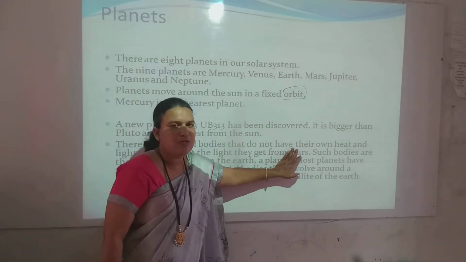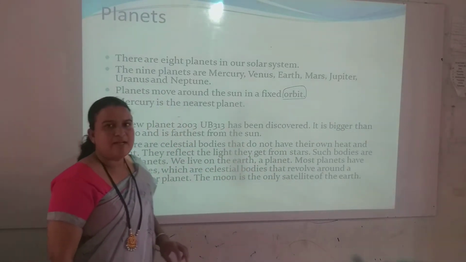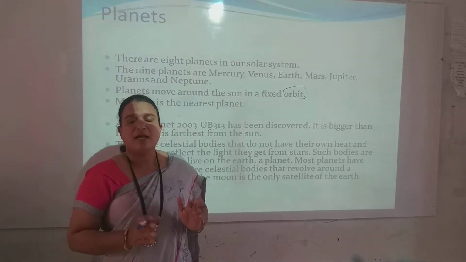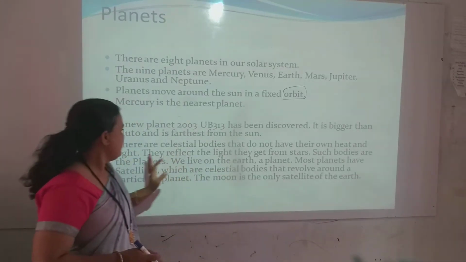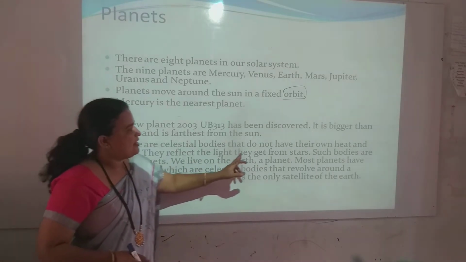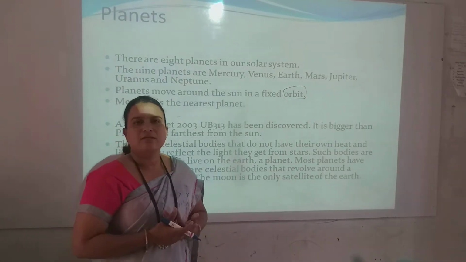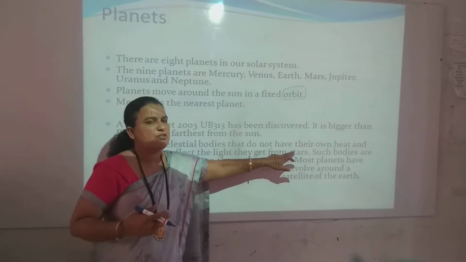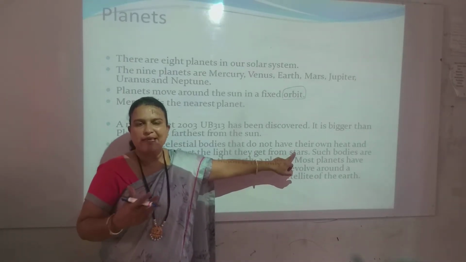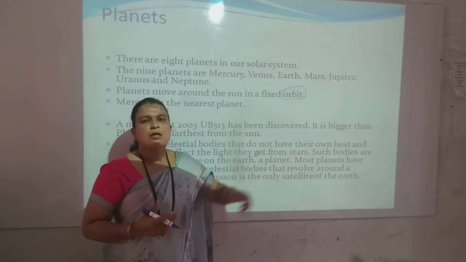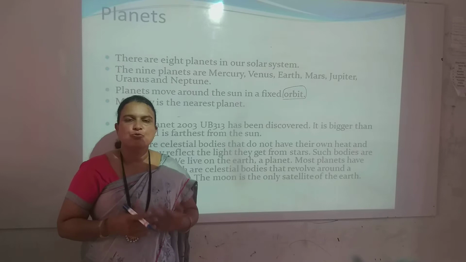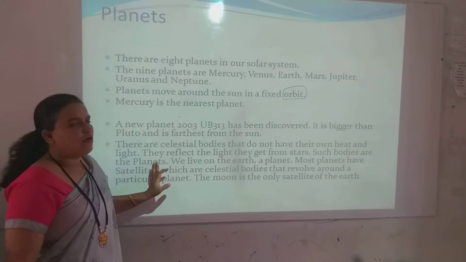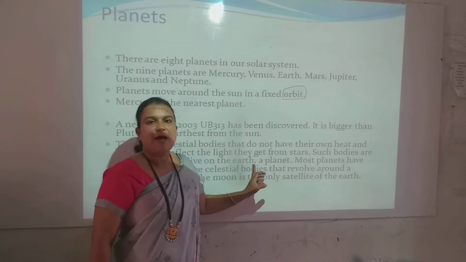Now, other information about the planets: they are celestial bodies that do not have their own heat and light. These planets are bodies which get the heat and light from others. They reflect the light they get from the stars. Planet Earth does not have its own light and heat, so it receives light from the star, and the Sun is the closest star. That is why the Sun gives tremendous energy of heat and light. Such bodies are called planets. We live on the planet Earth.